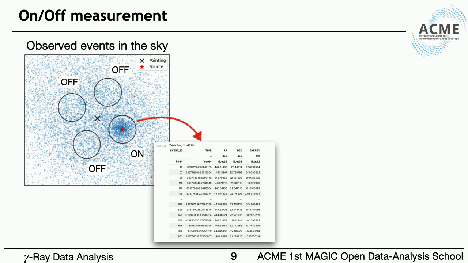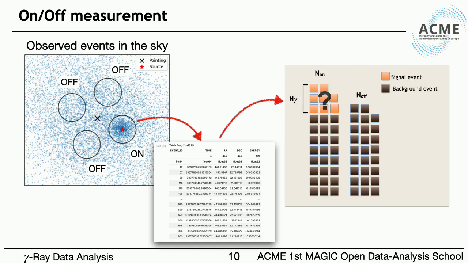What is the advantage of performing this wobble mode observation? The advantage is that in a single observation we can collect both the on counts from the on region, which contains the source, but also the off counts from the background control region, which, given the symmetrical shape of the way we are defining this off region, should contain the same number of background events that are in the on region.